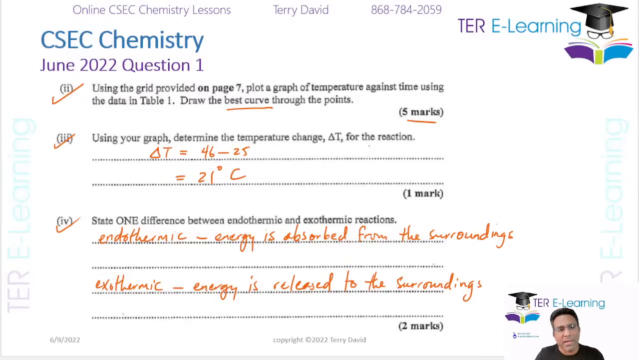Another comparison that you can make has to do with the energy content of the products and the reactants. In an endothermic reaction, the energy content of the products is greater than the energy content of the reactants. That's another possibility. And for an exothermic reaction, the energy content of the products is less than the reactants.